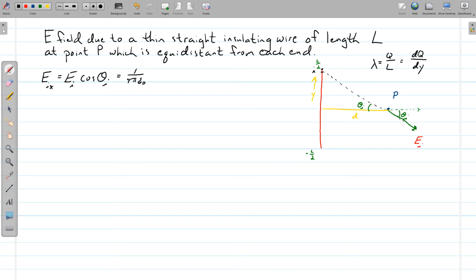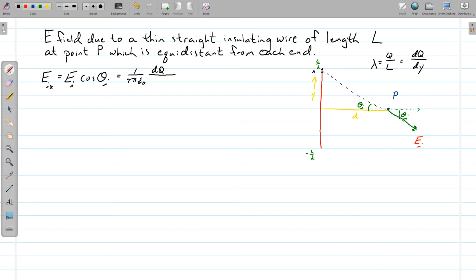Okay, so now I can see that dq equals dy lambda. So we can use that. Now, Coulomb's constant times the charge. The charge on that little thing is just dq, the tiny little charge. And that is over how far away he is squared.